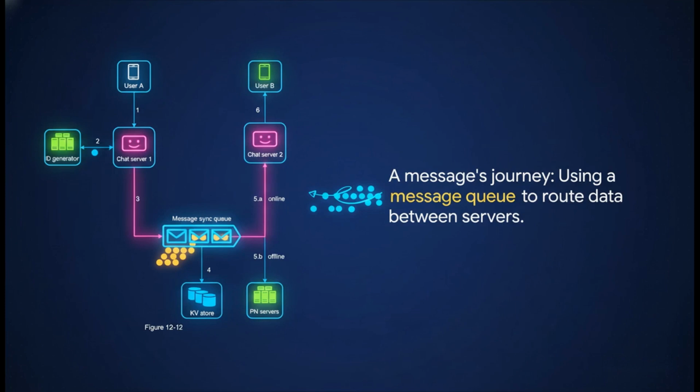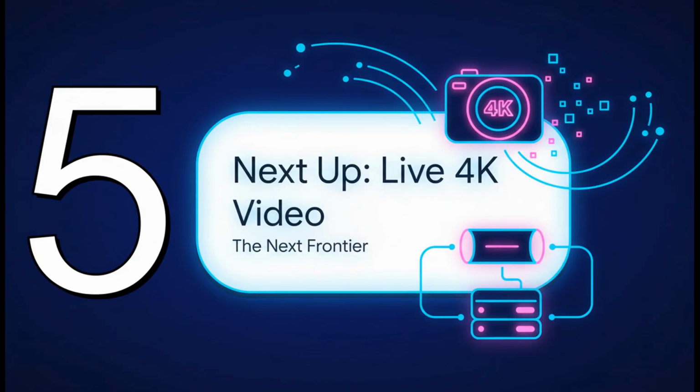Step 3, server 2, which is holding Bob's connection, is constantly listening to this highway. It sees a message for Bob, grabs it, and finally sends it down Bob's open WebSocket. And just like that, it pops up on his screen. So there you have it. That is the blueprint. Stateful WebSocket servers managing all the connections, and a message queue acting as the grand central station routing everything. We've built a scalable, real-time chat system.